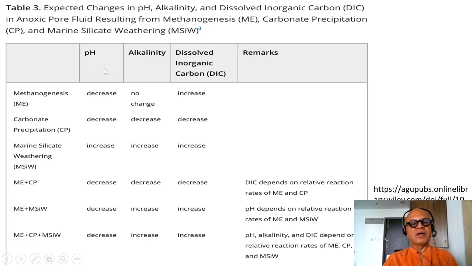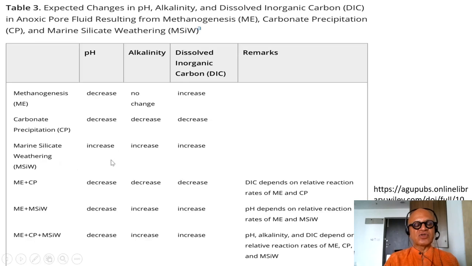Carbonate precipitation, pH would be decreased. Obviously you are taking away CO2. Alkalinity would decrease because of the detailed reactions, and it will also decrease DIC. So this is not as intuitive, but you have to understand that alkalinity is a balance of all the proton receptors, basicity as we called it. So you can decrease pH and decrease alkalinity in these situations when you precipitate carbonate.